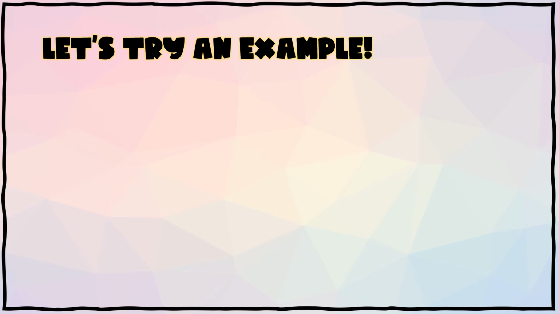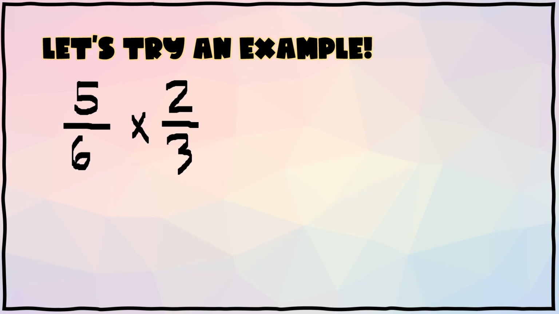So now let's try an example together. So let's say I have 5/6 times 2/3. Okay, my first step is to multiply the numerators. And then I'm going to multiply my denominators.